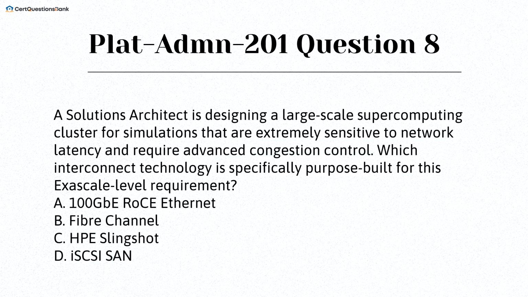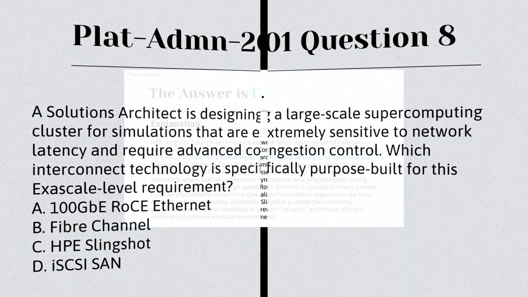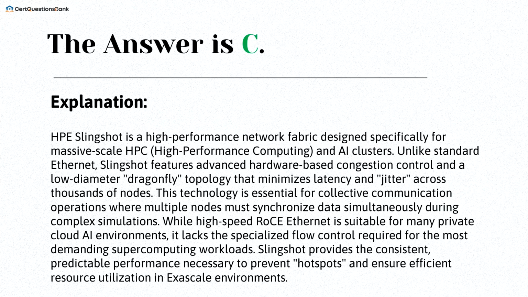A. 100 GbE RoCE Ethernet. B. Fibre Channel. C. HPE Slingshot. D. iSCSI SAN. The answer is C.